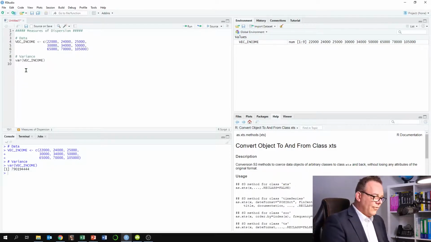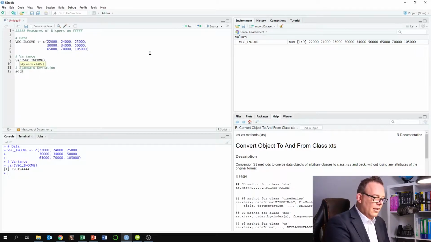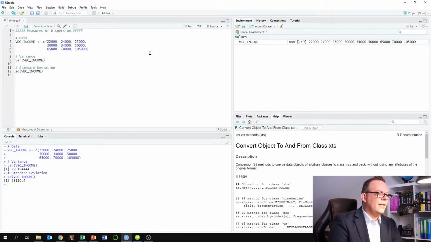A bit better, of course, is the standard deviation. Let's go into that. And the standard deviation has the command sd. Of course, I have to hand over the vector income. And I just run it, and there it is. It is 28,110. So, roughly speaking, the average deviation from the mean.